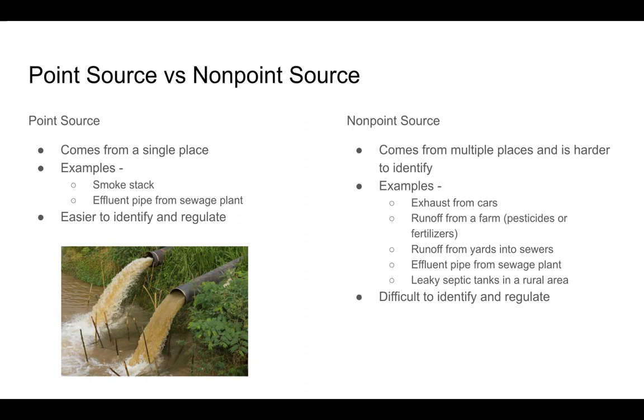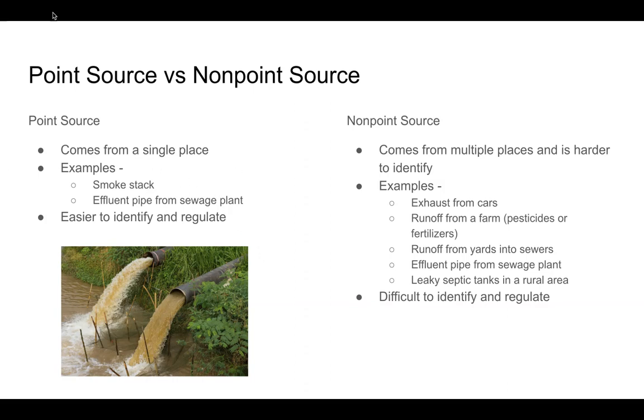So it's a big smokestack coming off of a coal plant or a manufacturing facility. It's an effluent pipe. That's the pipe of the water flowing out of like a sewage treatment plant or something else like that. So again, very easy to go in to get samples to see what the emissions are. These are much easier to identify and regulate.